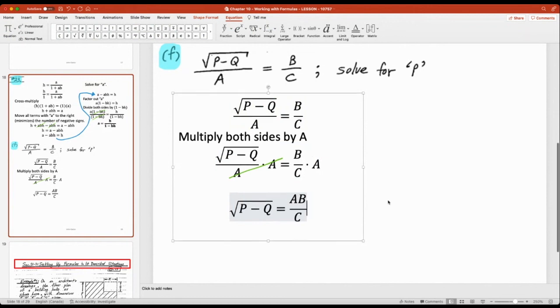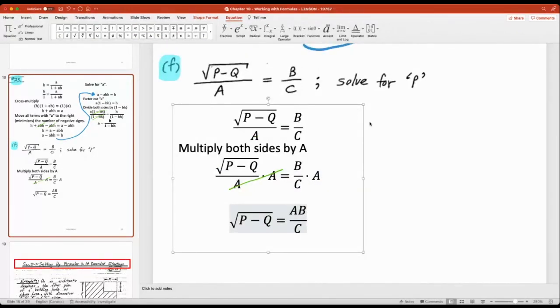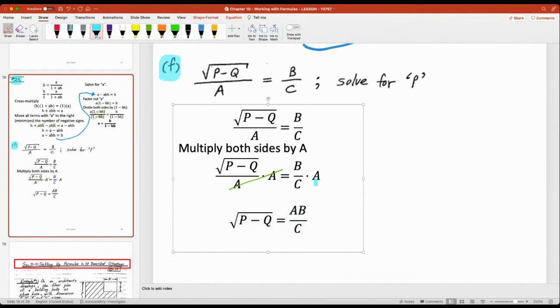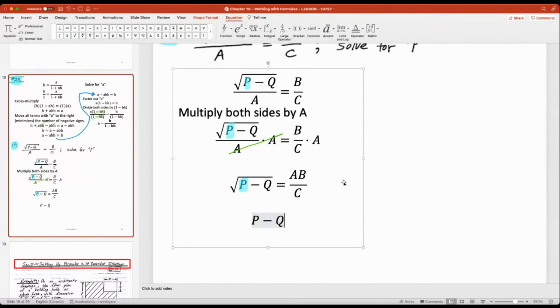Your turn. How do we get rid of the square root? Because we're trying to solve for P. So how do you get rid of the square root? What's the opposite of a square root? That's right. Square is the opposite. Beautiful. Thank you. So P minus Q is equal to this guy squared.